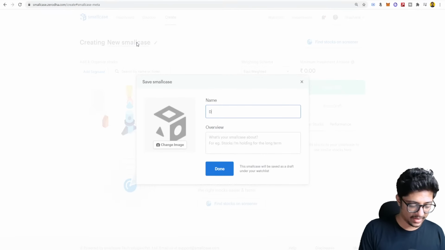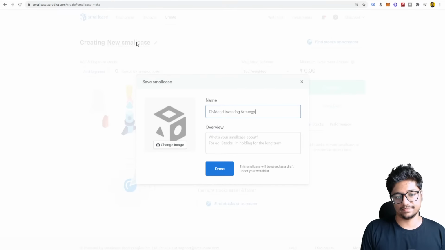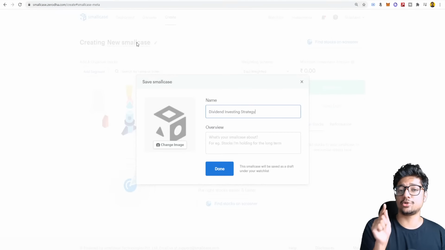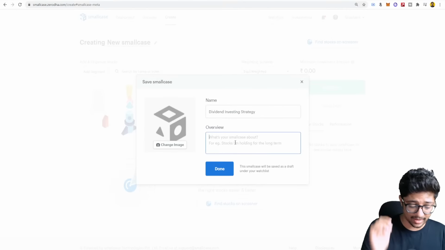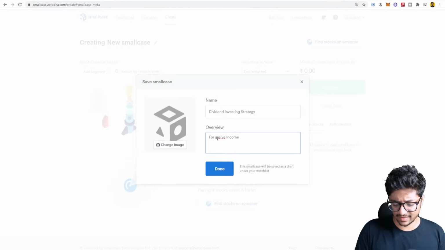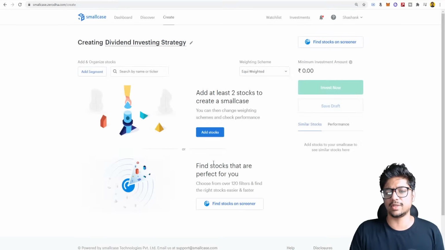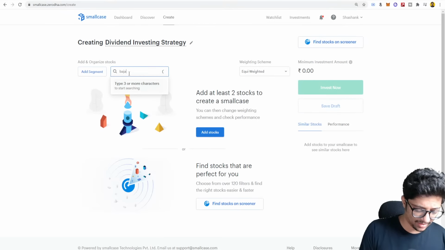Let's call this dividend investing strategy. Again, guys, this is not a recommendation to buy or sell. Please do your own research about all those 8 stocks. Don't just depend on me. I'm telling you this again and again, okay? This is for passive income, just to track, for our educational purposes, so please don't get over excited and then come and shout at me later. I'm being very clear right now, okay?